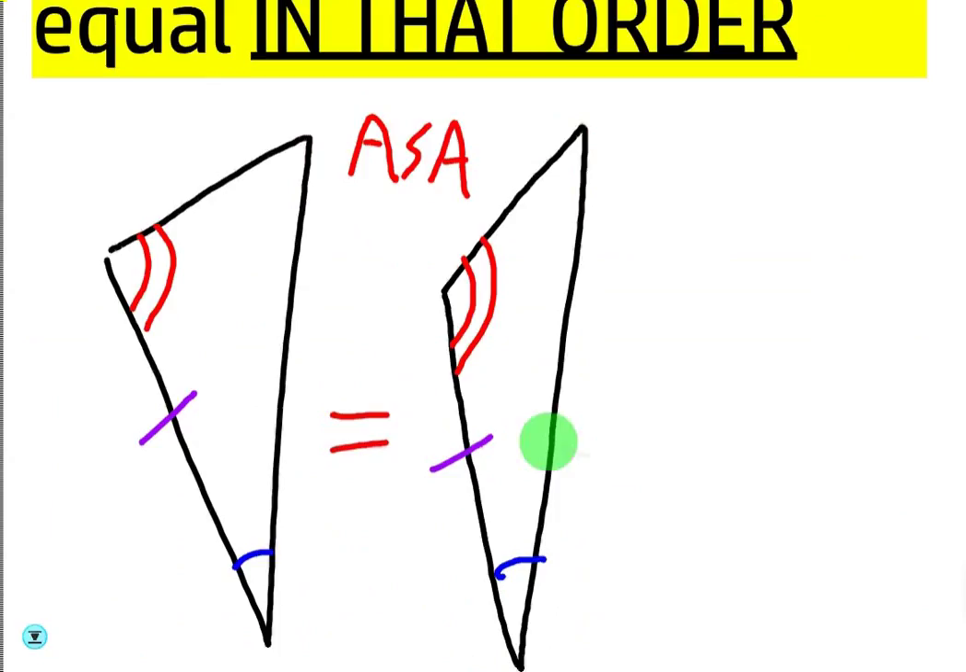We could flip it, make it go the other way, and it'd still be the same triangle. And if you flip ASA, it's still ASA. So ASA is ASA. You can think of it a lot like SAS, right? It's just two angles and a side in that order.